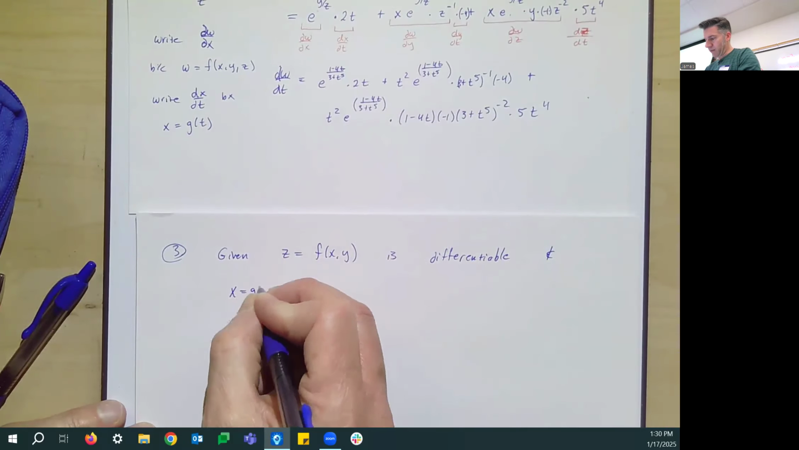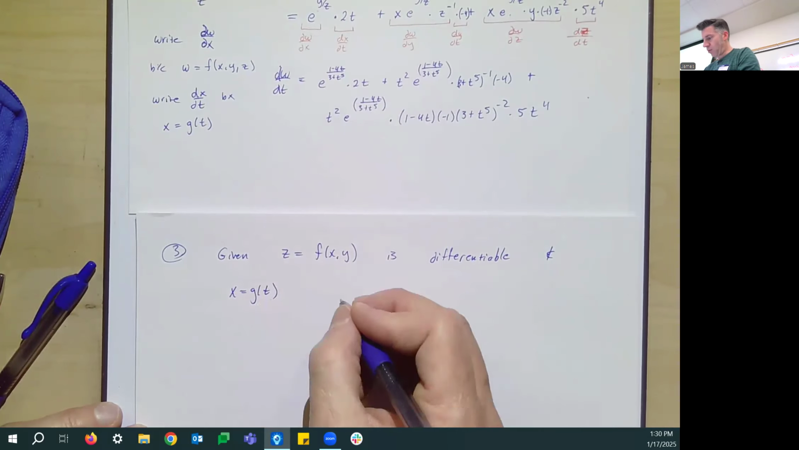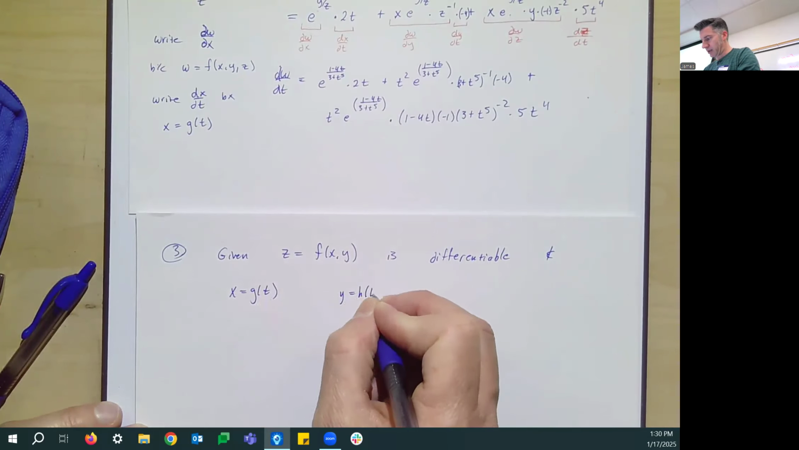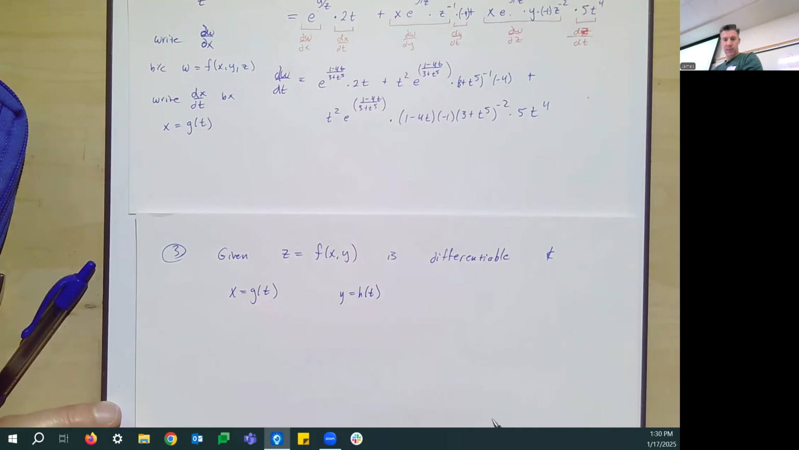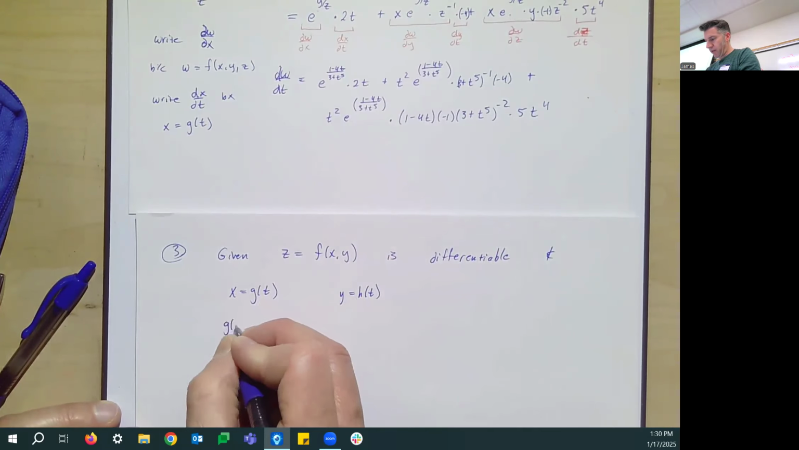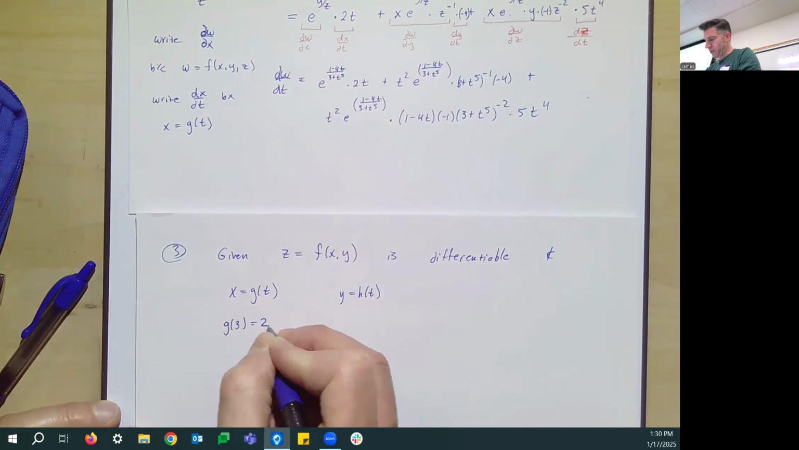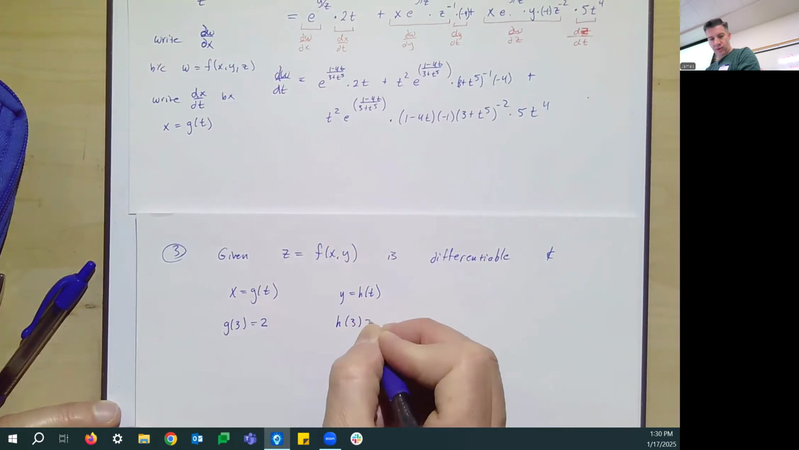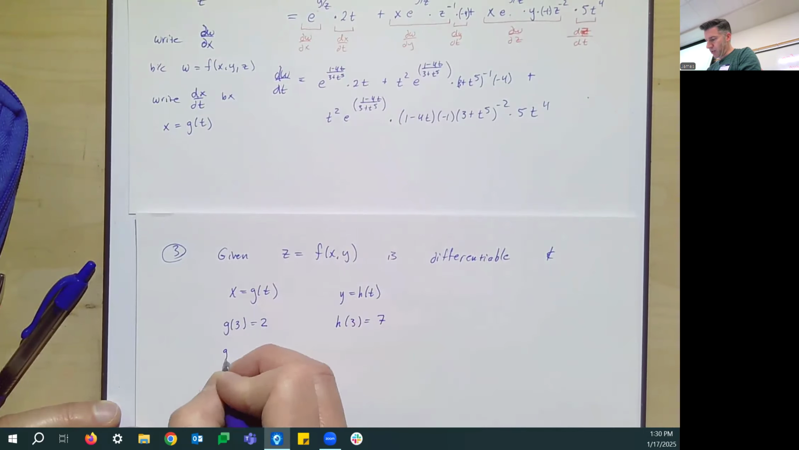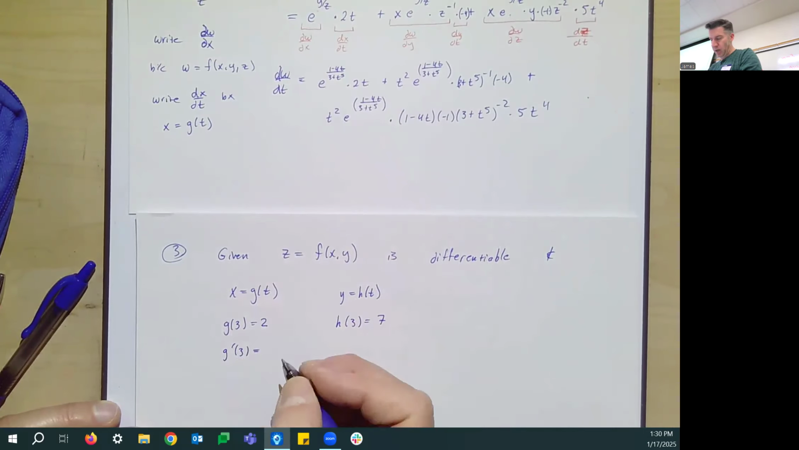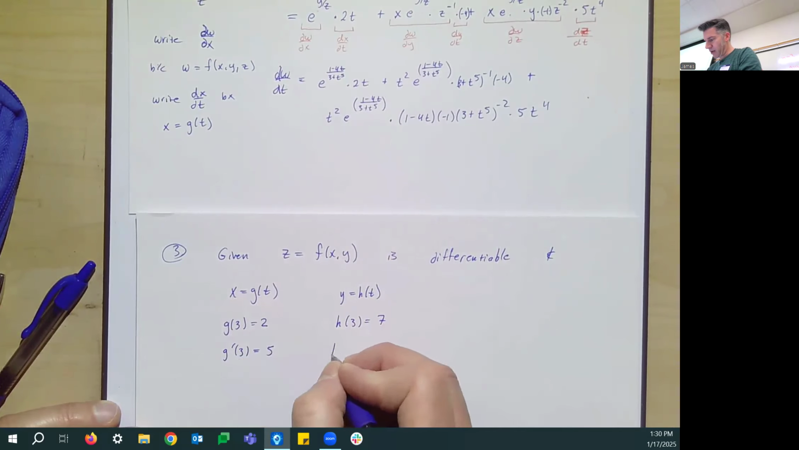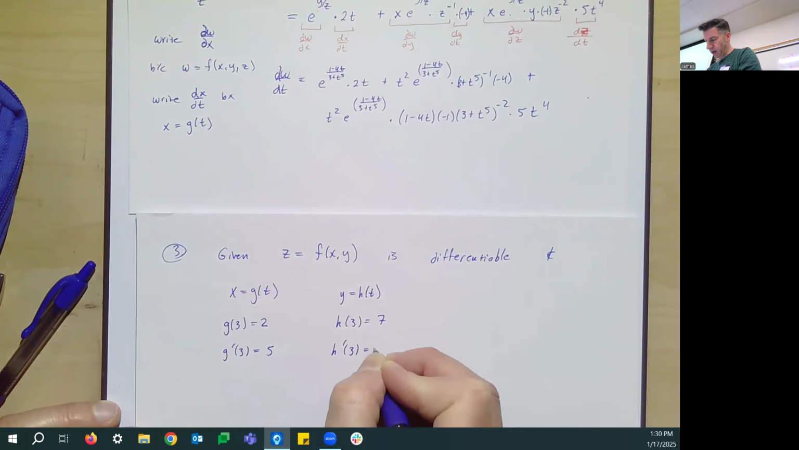X is a function of t. Y is also a function of t. So x is equal to g of t, y is equal to h of t. And we're told that g of 3 is equal to 2. h of 3 is equal to 7. g prime of 3, the derivative of g at 3, is equal to 5. h prime of 3 is equal to -4.